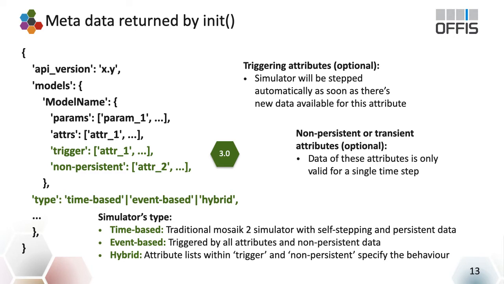So all the data should be non-persistent. And then you also don't need to configure those lines where you list everything that you have. You can just specify that it's event-based. And then the cool thing is the hybrid simulator. When you specify the type as hybrid, then you must use these two lists where you specify that some attributes are triggering, some attributes will not trigger the execution. Some output might be persistent, some others might be non-persistent. And there you can highly tune a simulator to a scenario.